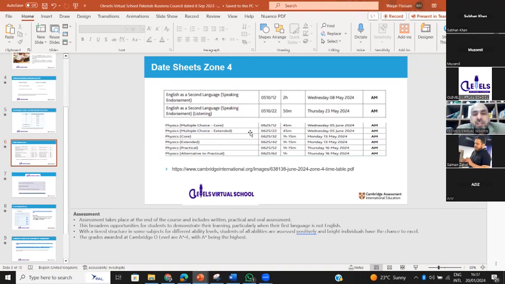So for example, if the student gives this English paper, then the English subject will be finished. There is no more paper. They will be done. These are the sub papers. The subject is English, second language, and these are the sub papers. They will appear in these two, and it will be considered as one subject. This way, they are done with English in the O levels.